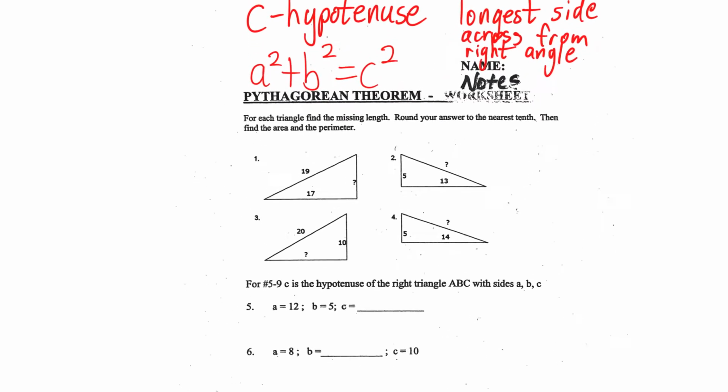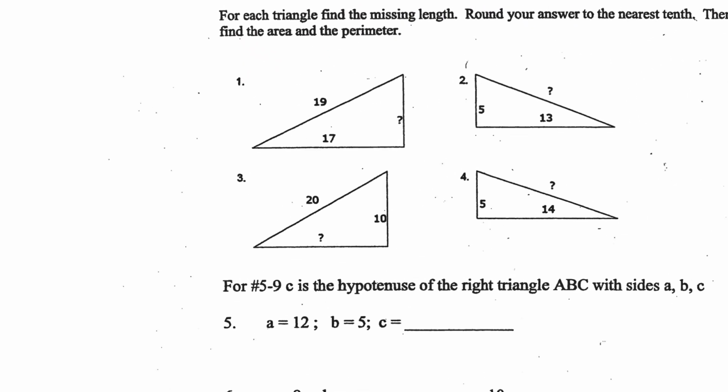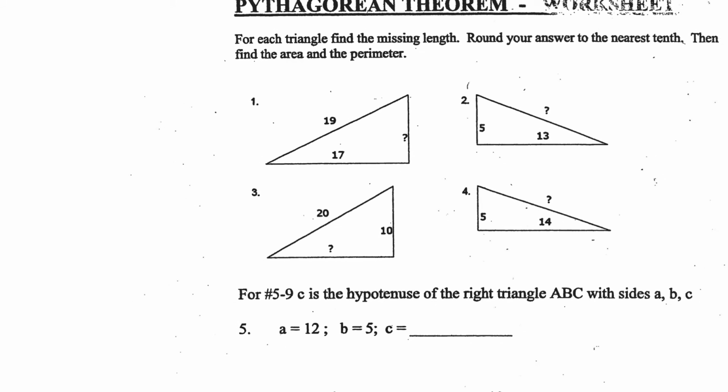Alrighty. So let's drop down here and look at number 1. So first of all, where's the right angle on this? Okay, so the right angle is right here, right? And remember, that's like an arrow pointing towards the hypotenuse. So which one is the C on this? The 19. And so I'm going to say this is A and this is B.